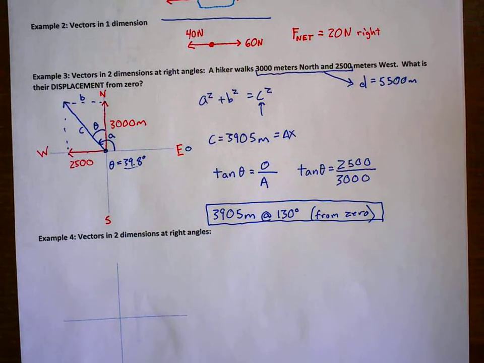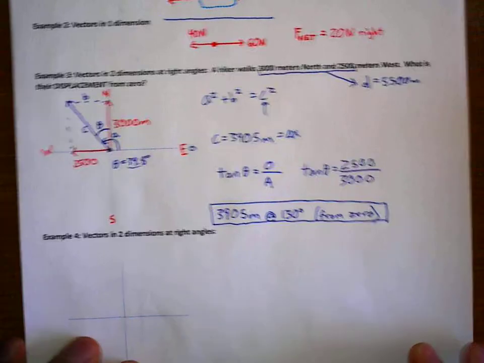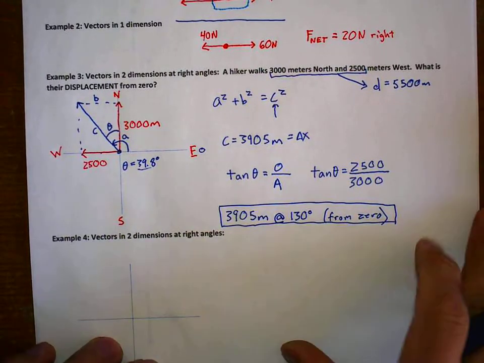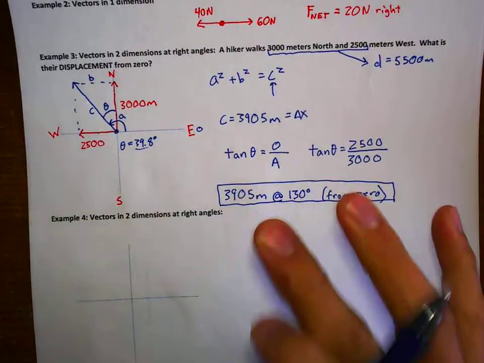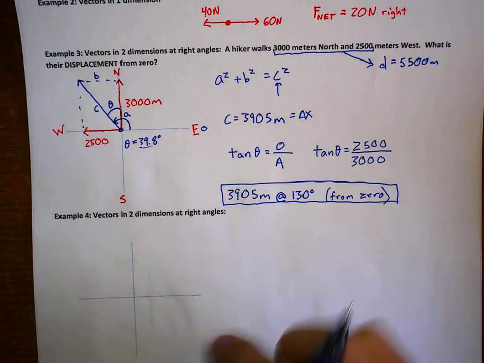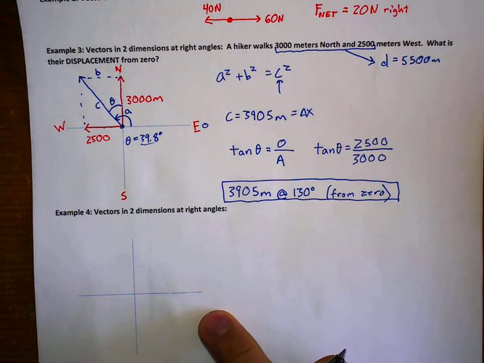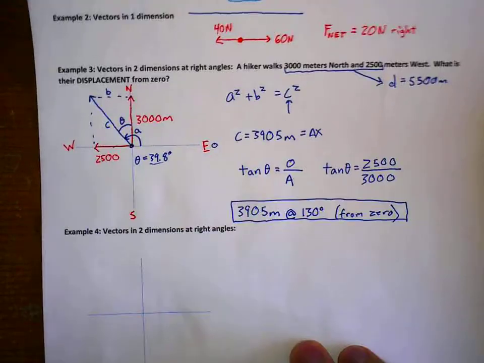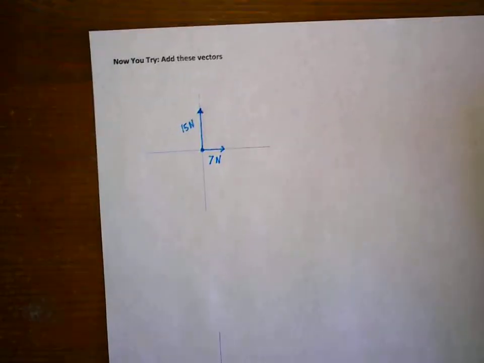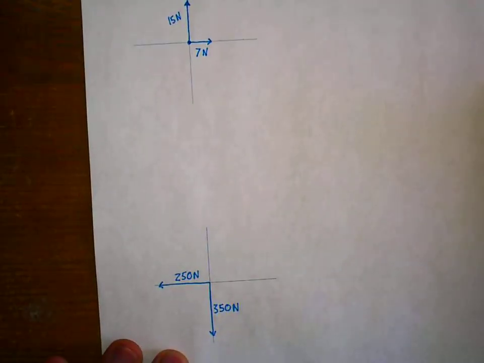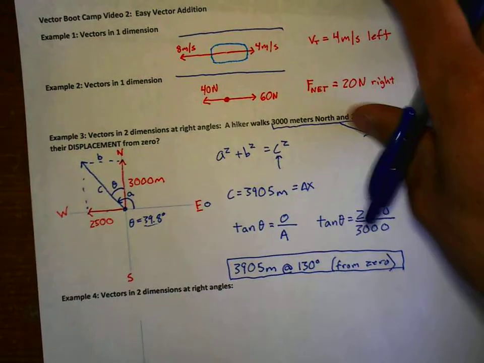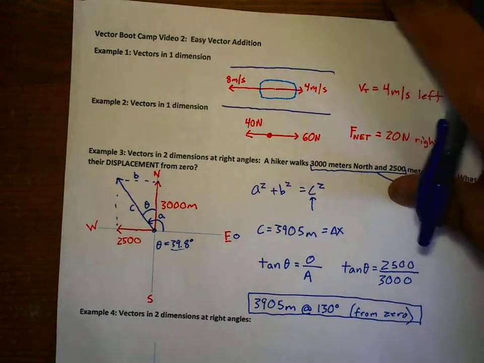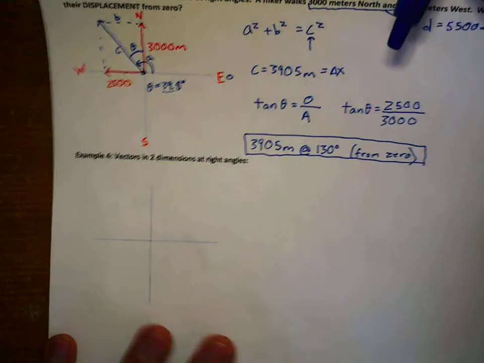Alright, example 4. Vectors in 2 dimensions at right angles. If you think you've got this and you don't want to watch this part of the video, that's fine. You can skip it and you can go directly to this on the other side. These are the 2 that you need to do. But I will do this for a little bit extra practice, and I'll have you pause it so that you can check your work.